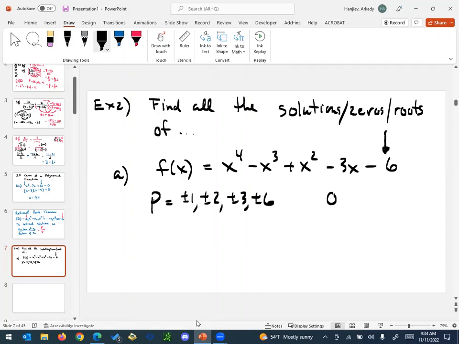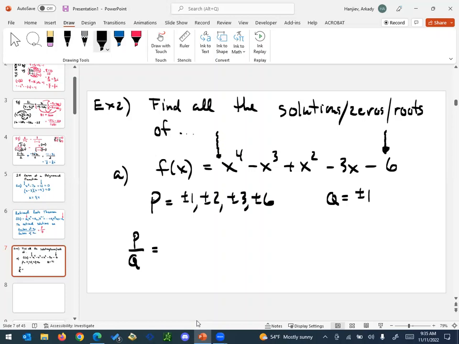Q is going to be all the factors of the number in front, right over here. So the number in front of x to the fourth is just a 1, is that right? Yeah. So here's what the rational root theorem says. If this guy has an answer, and it's a rational answer, which is fractions or whole numbers, it's going to be any one of these numbers right here. So it's the ratio of all the different possibilities of P and Q, or P divided by Q.